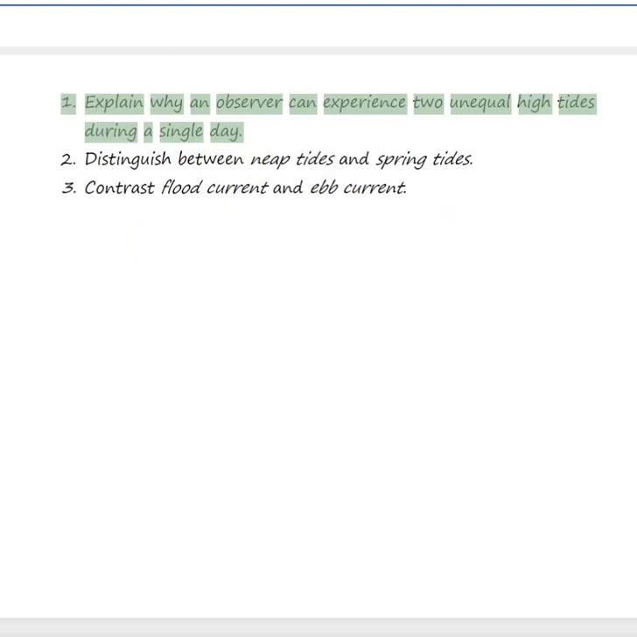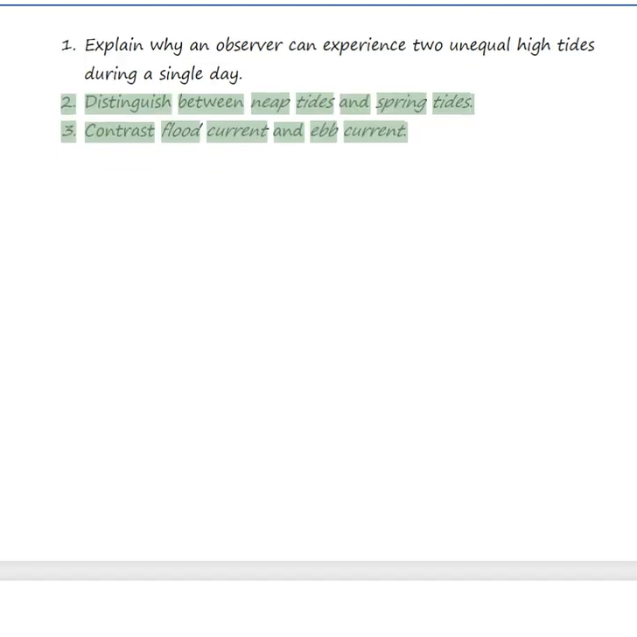Concept check 17.7. 1. Explain why an observer can experience two unequal high tides during a single day. 2. Distinguish between neap tides and spring tides. 3. Contrast flood current and ebb current.